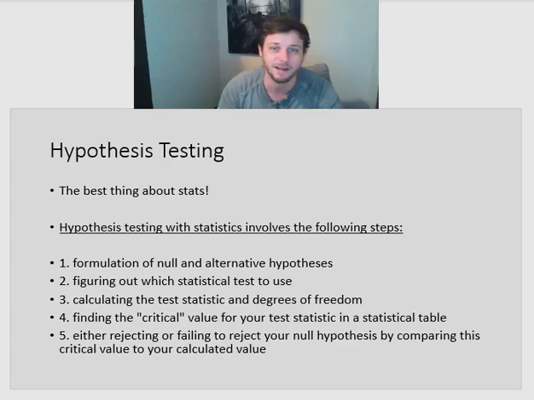And then you need to calculate your test statistic. So are you going to use a t or an F or a chi-square, and figure out your degrees of freedom. And again, we'll go through these in a little bit. And then you figure out your critical value based on the test statistic you're using.